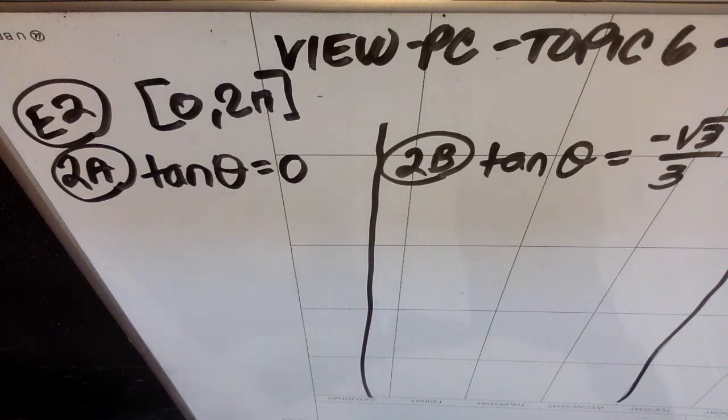This is the View Pre-Calculus class. We're doing topic 6, which is more work with the unit circle, specifically figuring out how to find angles when we're given the value of a trig function. So we're picking up with example 2.